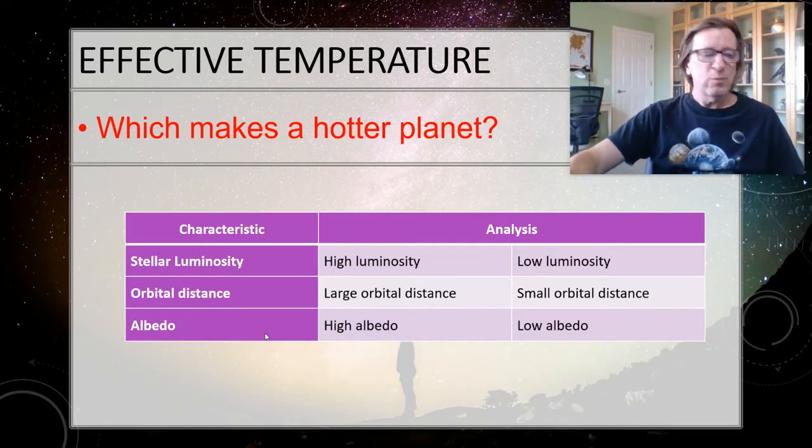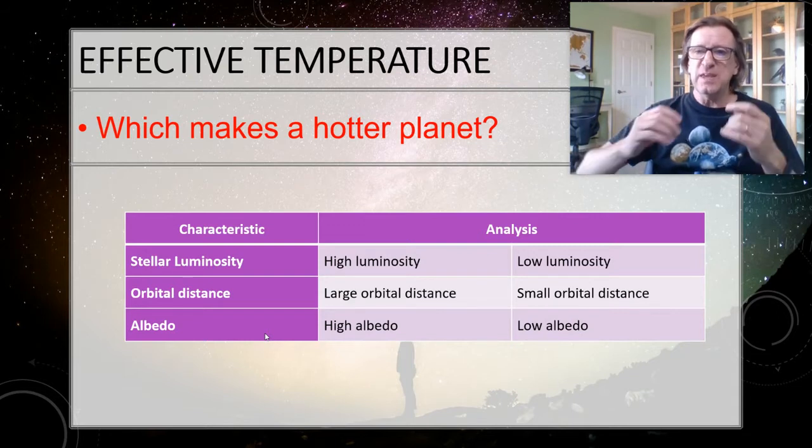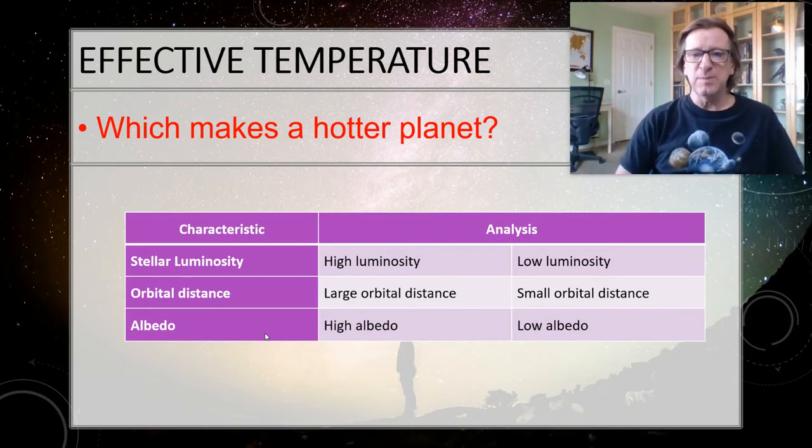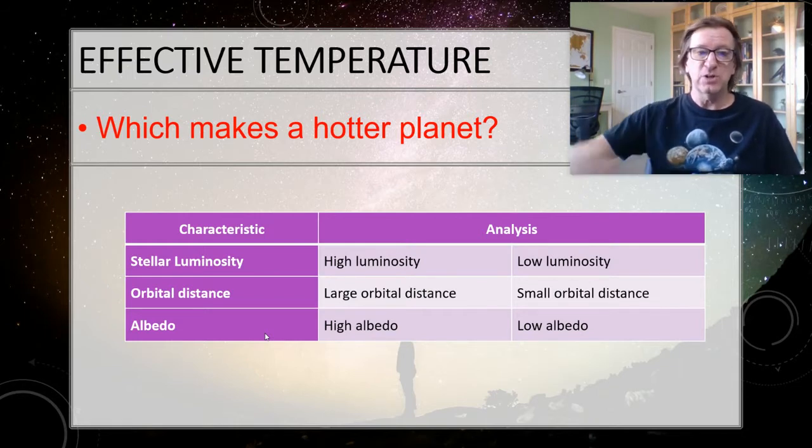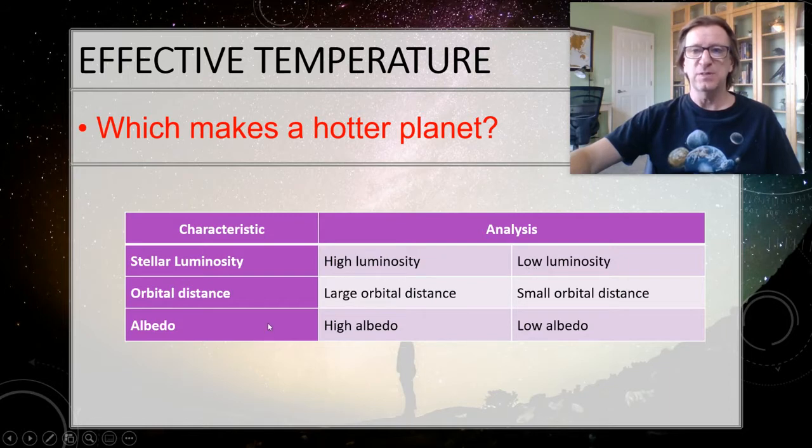Okay, so what we're going to do now, look in about the middle of your first page. We're going to do some thinking about which one's going to be higher and which one's going to be lower. And so I want you to pause the video after each one of these so that you've got time to think about it. So for which of these is going to make a hotter planet? When we're talking about the luminosity of the star, stellar luminosity, which is going to make a hotter planet? A high luminosity or a low luminosity? Pause the video and think about it.